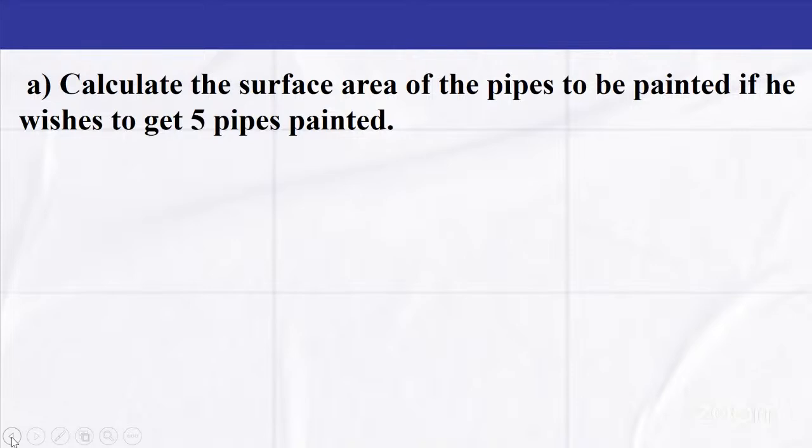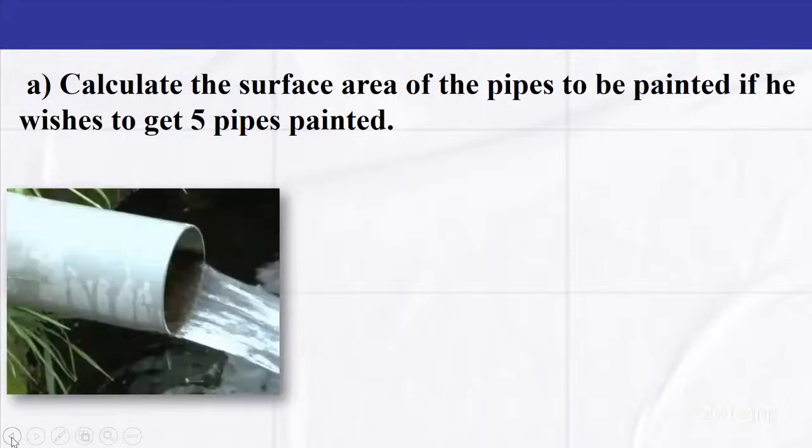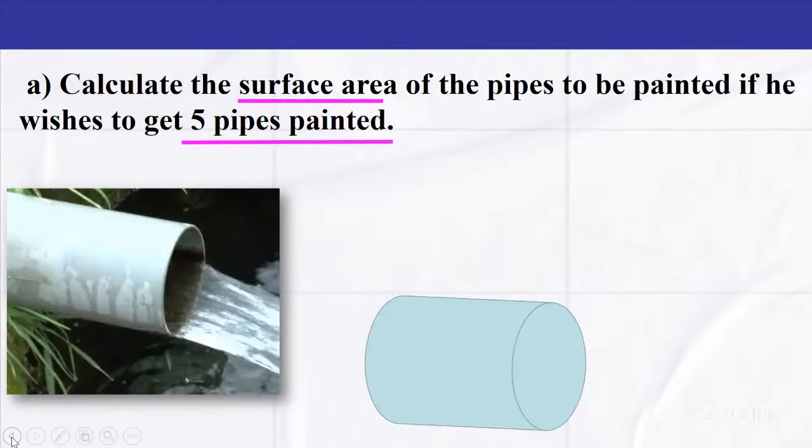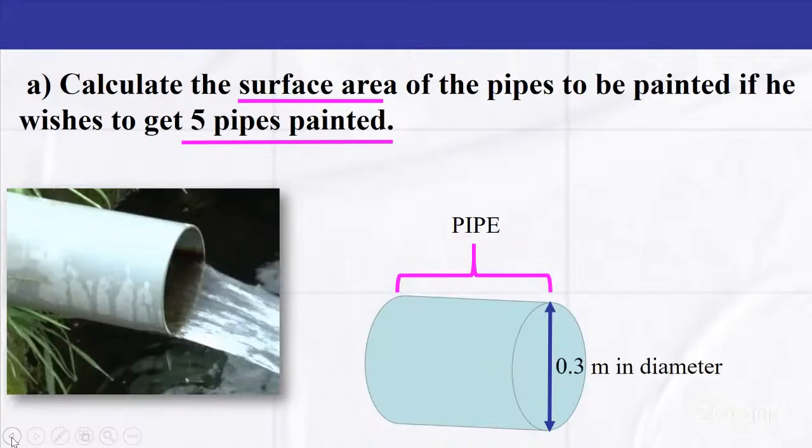All right, so looking at that, that's an example of the pipe and the water gushing down. And so our pipe looks like this in our drawing. So we're looking at finding the surface area, and we need to paint 5 pipes. So of course the paint is going to cover the surface area of the pipe. And what we do know is that the diameter of the pipe is 0.3 meters. And we would have discussed this in part 1.